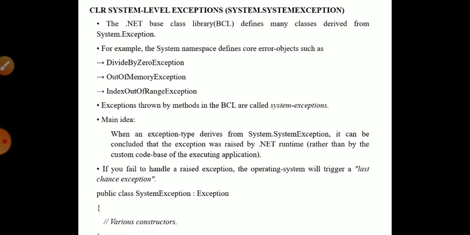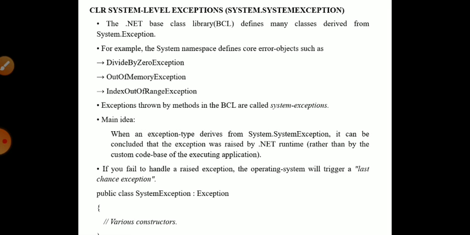Okay, system exception. Whenever an error occurs, that is said to be raising an exception, which is an exception from the system. From the system you are raising the exception. The exception may be a divide by zero exception, or an out of memory exception, or an out of range exception, which is a system exception.